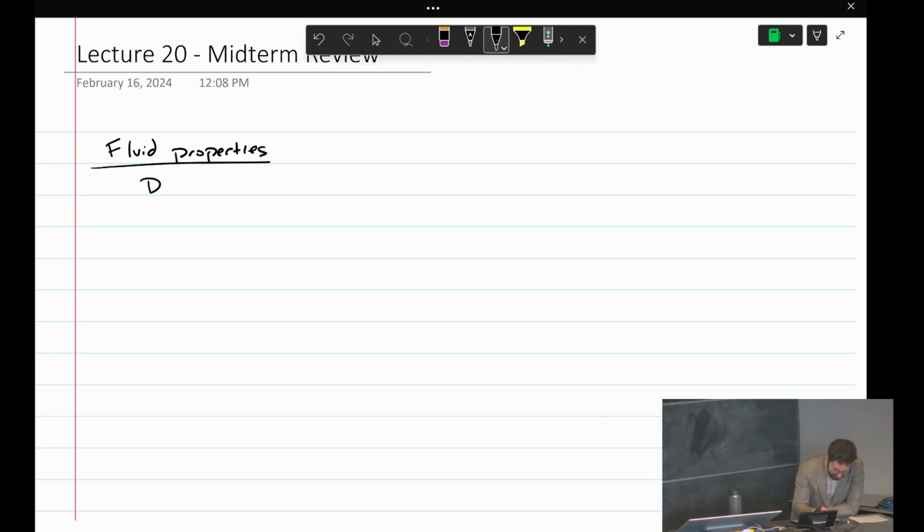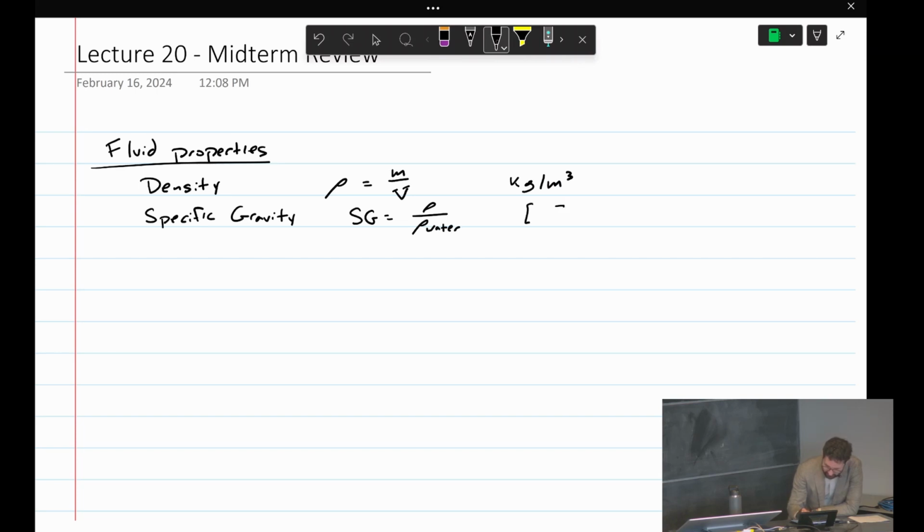So fluid properties, we talked about density, the symbol rho, and it's defined as mass per volume. So some volume, what's the mass inside that volume? It has units of kilograms per meter cubed. We talked about specific gravity, called that SG. And we said that's the density of our fluid, rho, over the density of water. So that is going to be unitless because the density units will cancel.